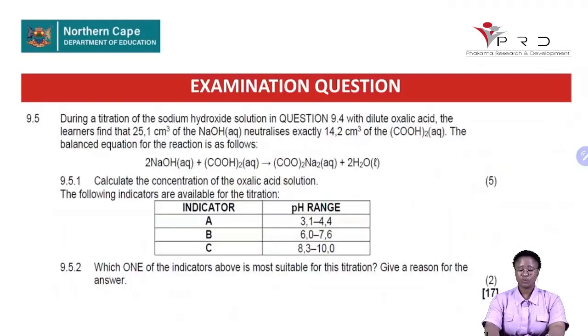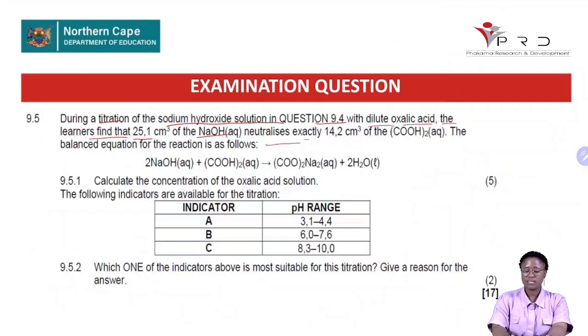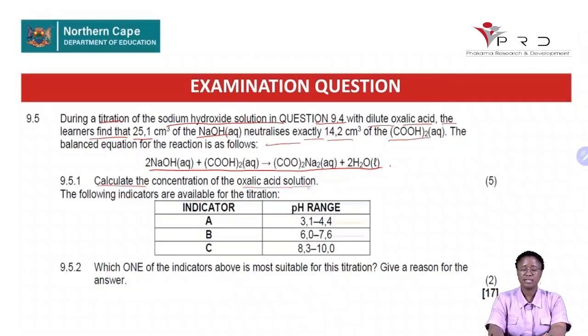Let's quickly move on to the last part of the question, which is 9.5. It says during titration of the sodium hydroxide solution in question 9.4 with dilute oxalic acid, the learners find that 21.5 centimeter cubed of sodium hydroxide neutralizes exactly 14.2 centimeter cubed of the oxalic acid. There is the balanced equation for the reaction. Then they say calculate the concentration of the oxalic acid.